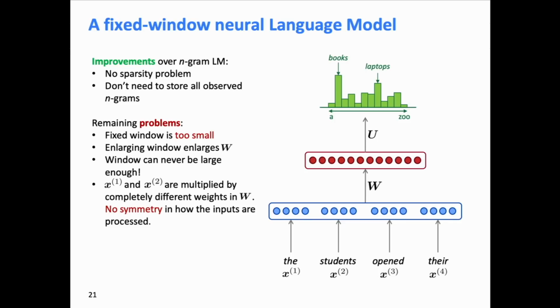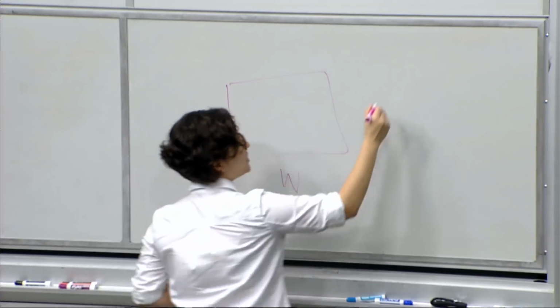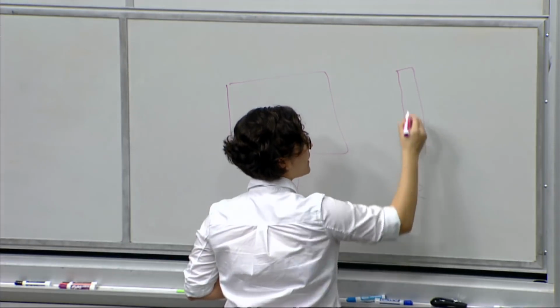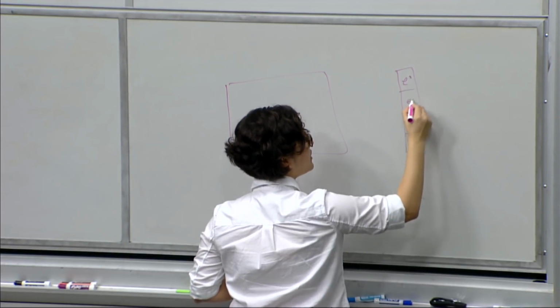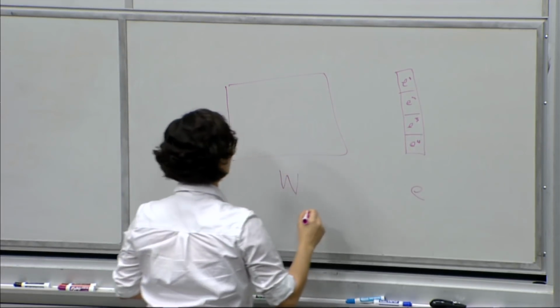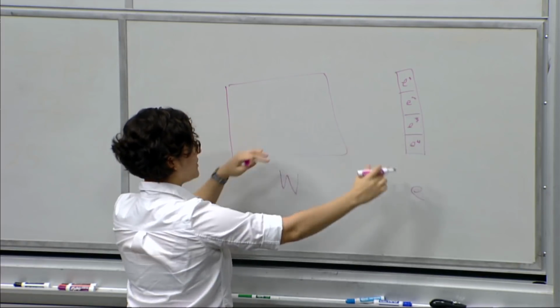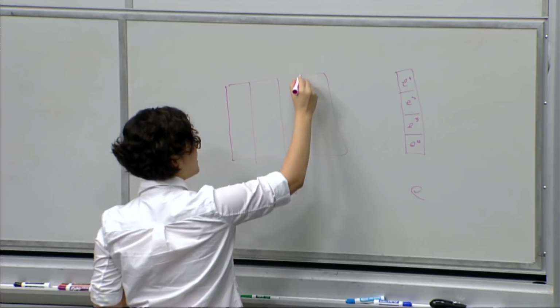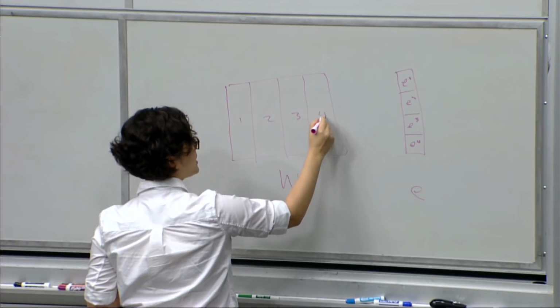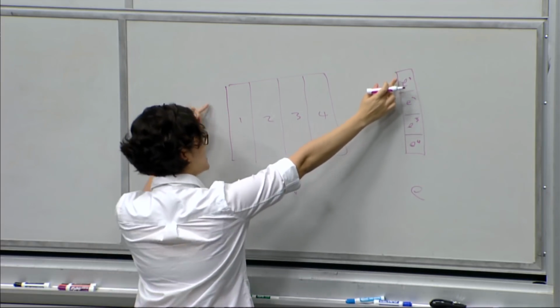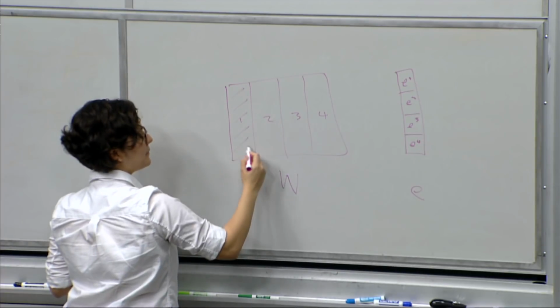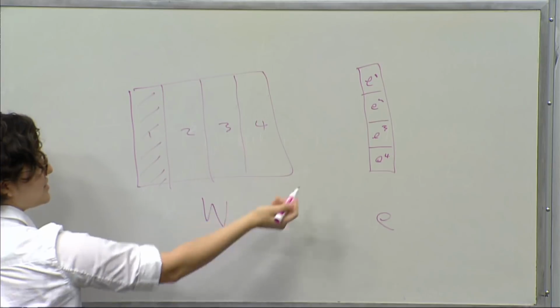Another problem with this model, which is more of a subtle point, is that x1 and x2, and really all of the words in the window, are multiplied by completely different weights in W. So to demonstrate this, you could draw a picture. The problem is that you have your weight matrix W, and then you have your concatenation of embeddings E, and we have 4 embeddings, so we have E1, E2, E3, E4, and you multiply the concatenated embeddings by the weight matrix. So really, you can see that there are essentially 4 sections of the weight matrix. And the first word embedding E1 is only ever multiplied by the weights that are in this section. And that's completely separate to the weights that multiply E2, and so forth.